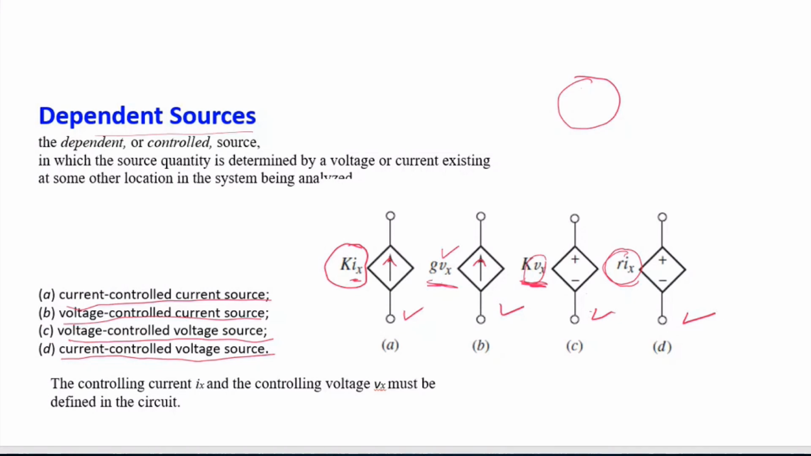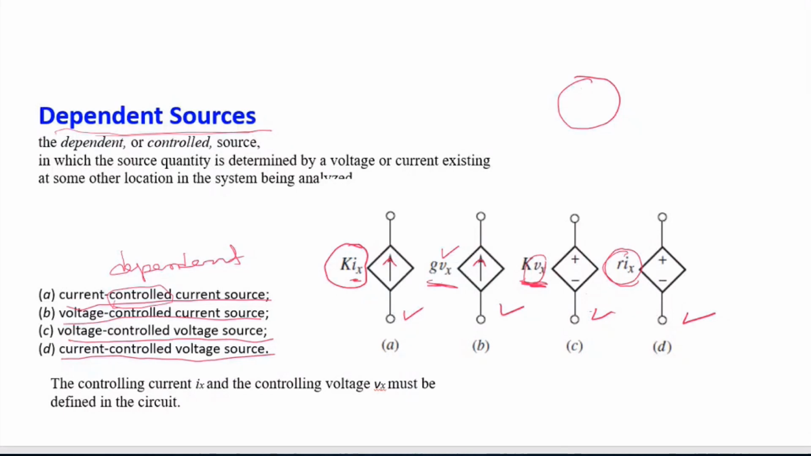And one more thing, I can replace the term controlled with the term dependent. So current dependent current source, voltage dependent current source, voltage dependent voltage source, or current dependent voltage source. That's why these are called dependent sources. The magnitude of these sources depends upon some other value in the network.